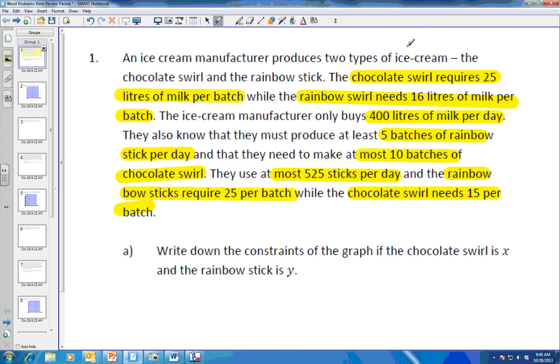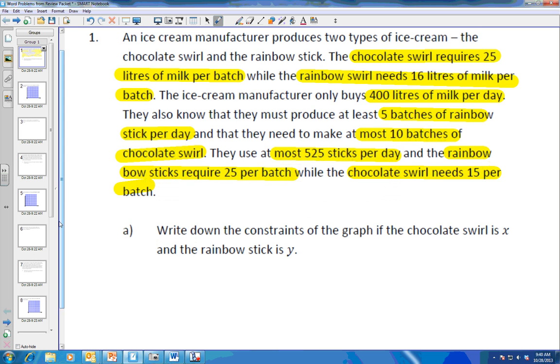So part A says write down the constraints of the graph if the chocolate swirl is X and the rainbow stick is Y. Now, constraints means basically the equations or the inequalities that we're going to use. So let's first write down what they told us in part A. X equals chocolate swirl. So I'm just going to say X equals chocolate. And Y is going to equal the rainbow stick. All right, so we know anytime we're talking about chocolate, we're going to use X, rainbow, we're going to use Y.